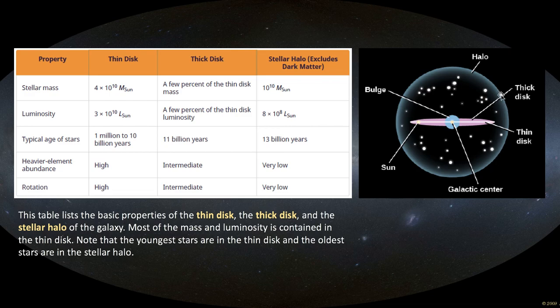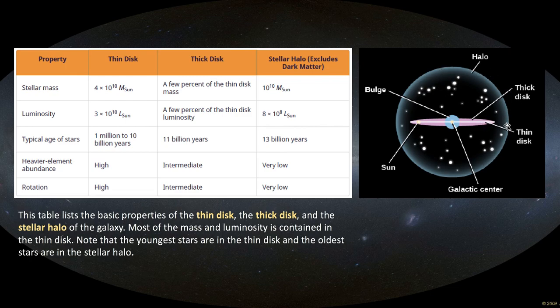All right, one more look at the diagram of the galaxy. Here's where the sun is located. We've got the bulge at the galactic center. This outer bubble where the globular clusters are located is called the stellar halo. I don't know if I've used that term yet, but it's called the stellar halo of the galaxy.